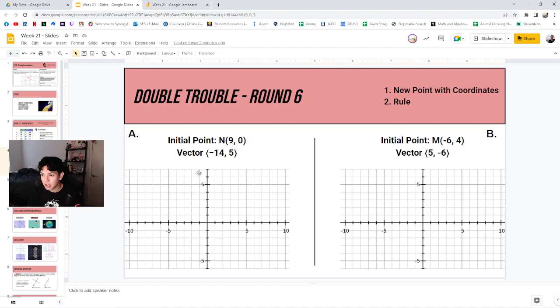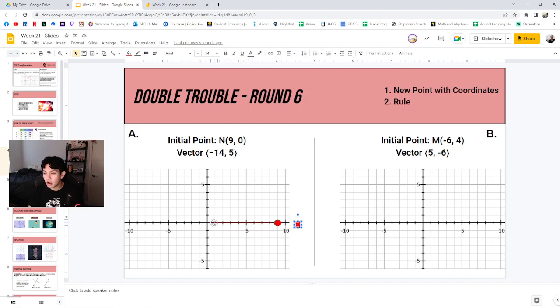So for example, if I started over at (9, 0), that is my initial point. Where is (9, 0) located on a grid? It's going to be located right over here. The x-axis will be 9, and the y-axis will be 0. So it's just right here on this dot. And then we travel the vector of (-14, 5). That means it's not a point, it's a direction and how far we're going, right? If I travel a negative 14 distance on my x-axis, we're going to move this dot to the left 14 units, because that's what it's telling us.